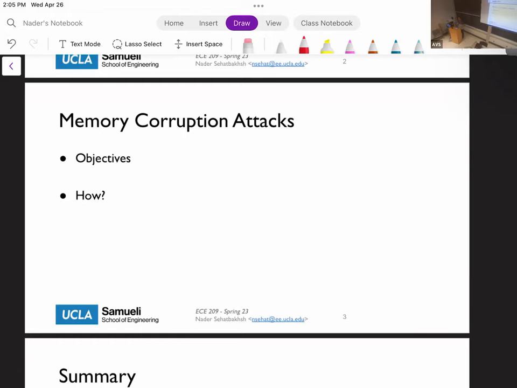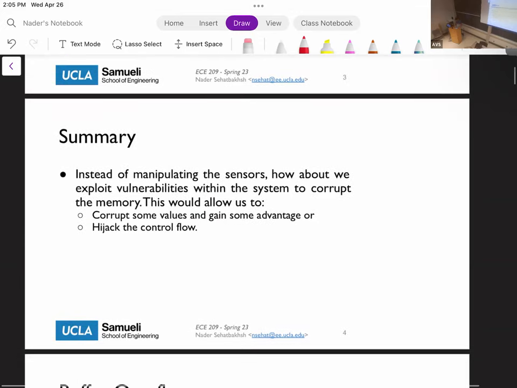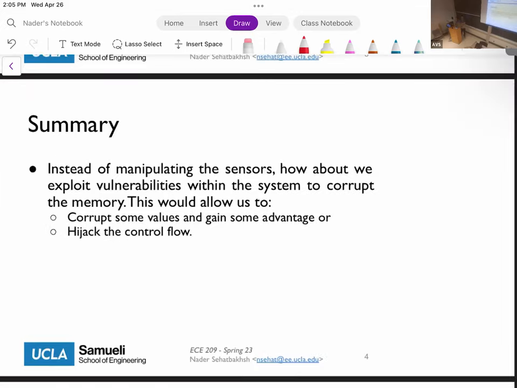But let's go back into the last thing that we discussed, the last part of Monday, about memory corruption attacks. If you remember what I said, the idea in memory corruption is we are using the system normally, so we're not changing the environment, we're not creating faults. But what we're trying to do is manipulate some existing problems and bugs that exist in the system, in the design of the system, in the design of the software. And we're going to use that in order to gain some advantage, okay?